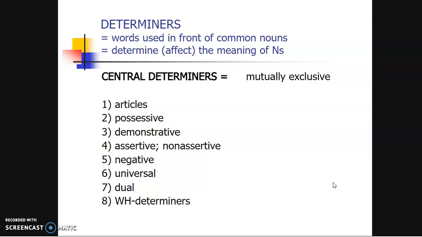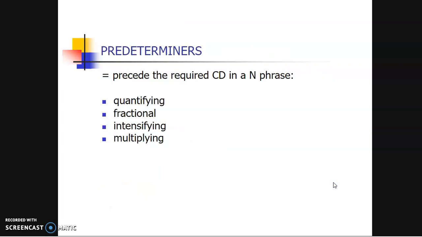Determiners: a determiner is usually in front of common nouns. Determiners affect the meaning of endings. Central determiners: mutual, inclusive, articles, possessive, demonstrative, assertive, non-assertive, negative, universal, dual. Predeterminers precede the central determiners and the end phrase. Quantifying, fractional, intensifying, multiplying.